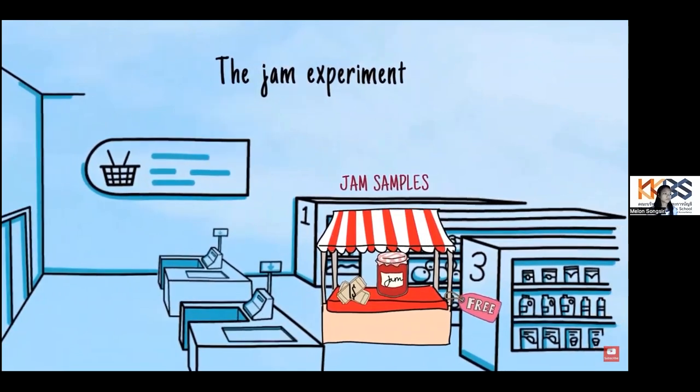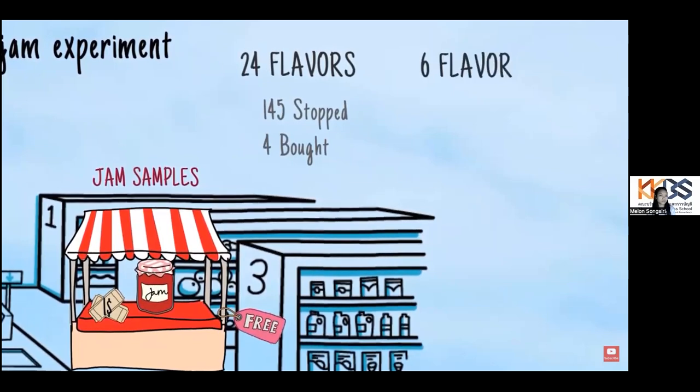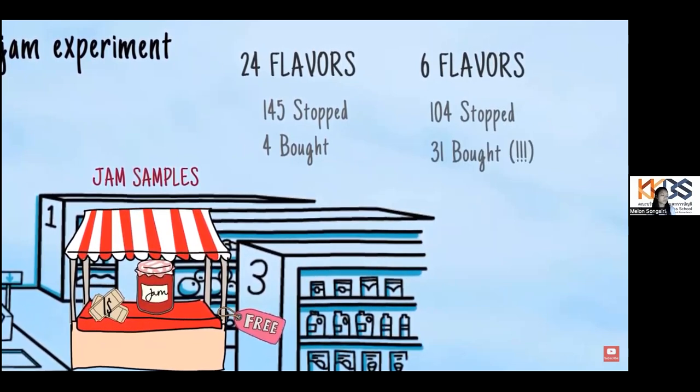The results are amazing. When the 24 flavors were displayed, 145 people stopped by, but only 4 of them made a purchase. However, when the 6 flavors were presented, fewer people stopped, 104, but 31 of them bought jam. This shows that more can actually be less. People get confused with too many choices.